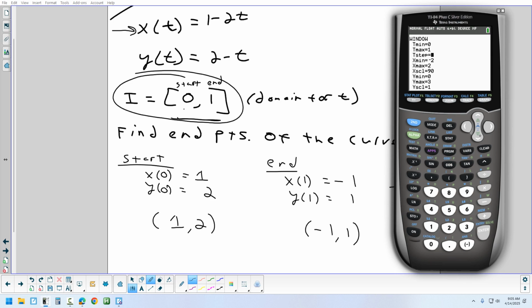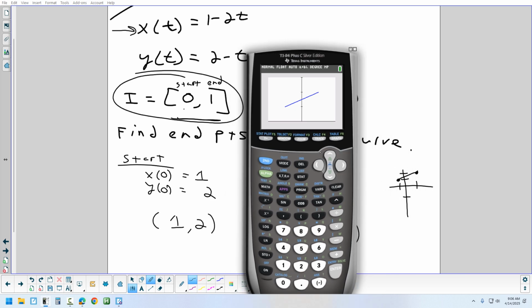And now the t step. What I would do for this one is I would do 0.1. Okay, I'm going to explain what t step is in a second. But if you hit graph and you watch it quickly, it is going to draw right to left. But it's going to be quick. If I want to slow it down so you can see it, it's not going to change much. I could slow it down 10 times as much. Now you can really see it drawing right to left. And that's the graph of this picture. It's that line segment right there.